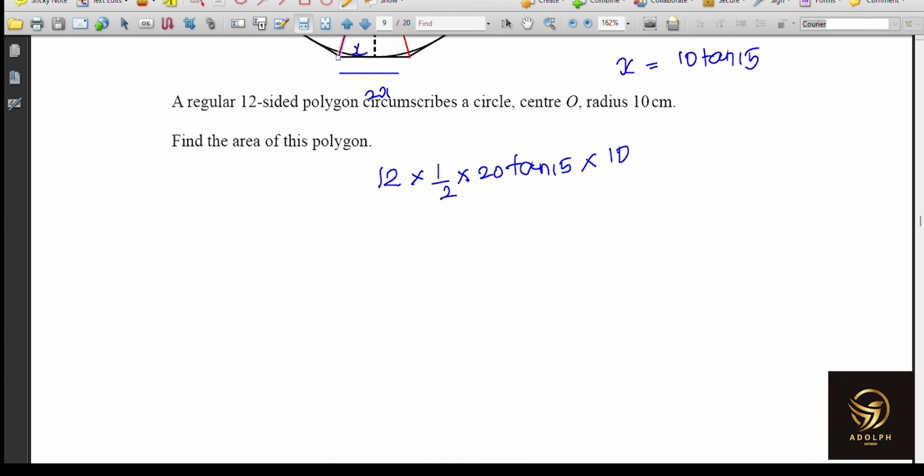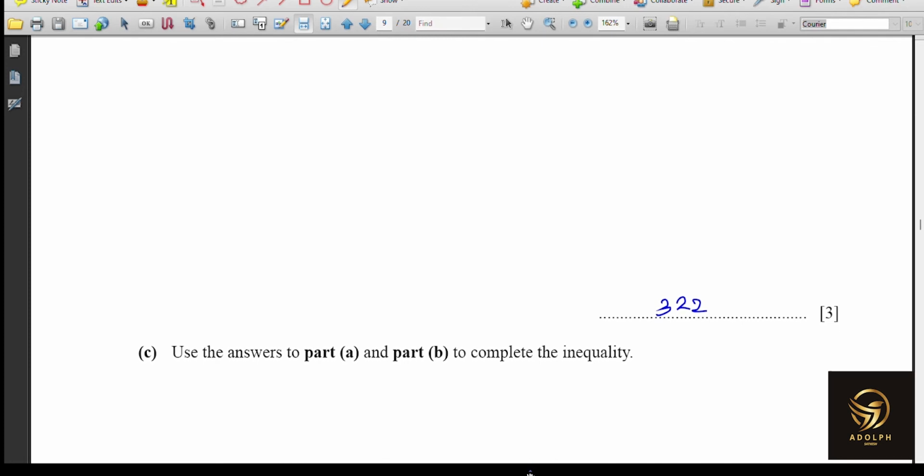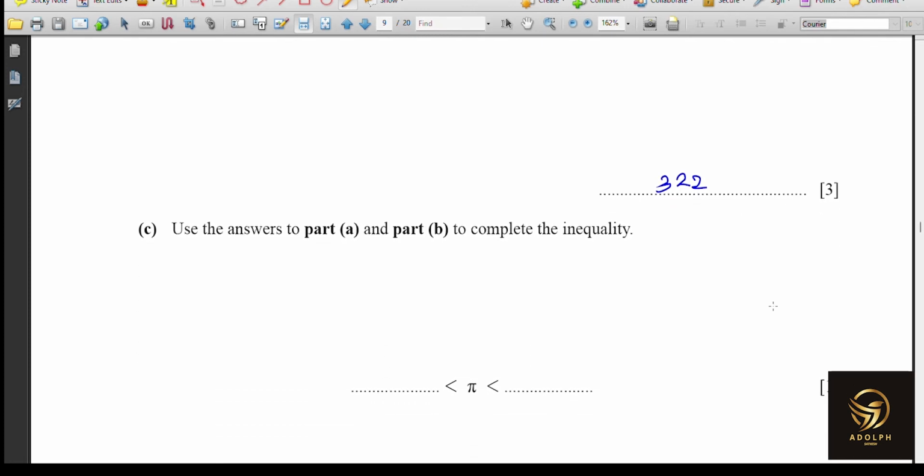Then we get the answer as 322, rounded to 3 significant figures. Now use the answers to part A and part B to complete the inequality. Yeah, for that inequality, we just have to divide the answer by 100, so that we get 3.22, and there we are getting 3 because that's 300.